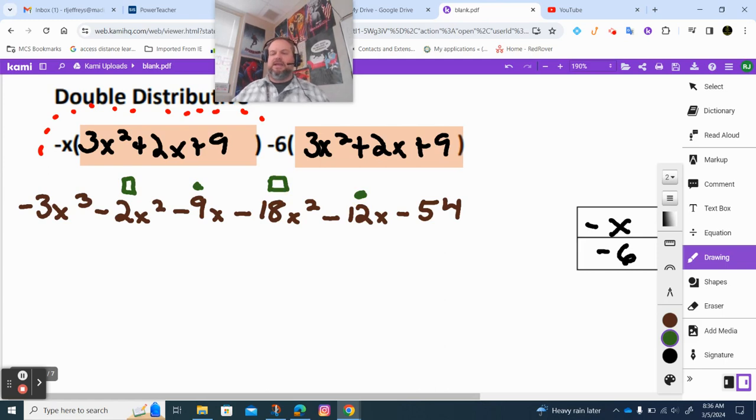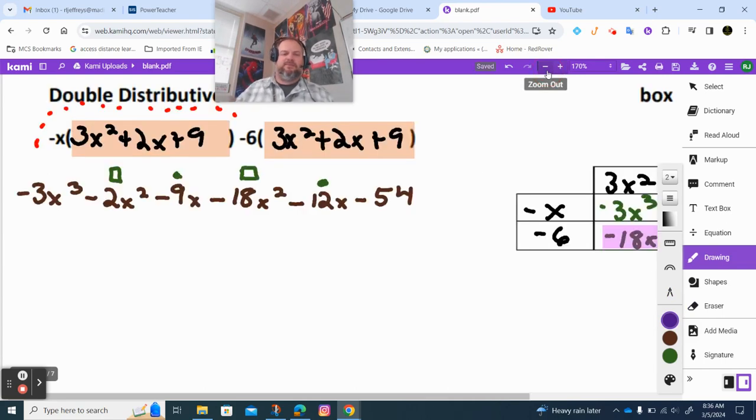All right. Either way, box double distributive. This is what we should end up with.